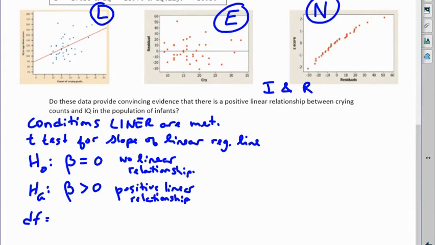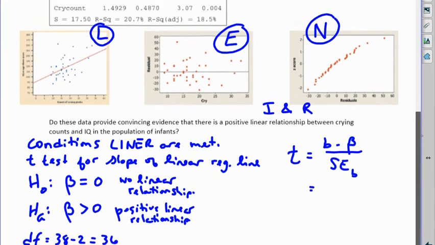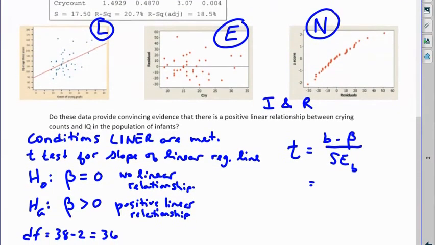Our degrees of freedom: there were 38 children, so that is 38 minus 2, which gives us 36 degrees of freedom. So the t-test statistic is our slope statistic minus the population beta, over the standard error of the slope. We got a t-test statistic of 3.07 right out of the Minitab output.